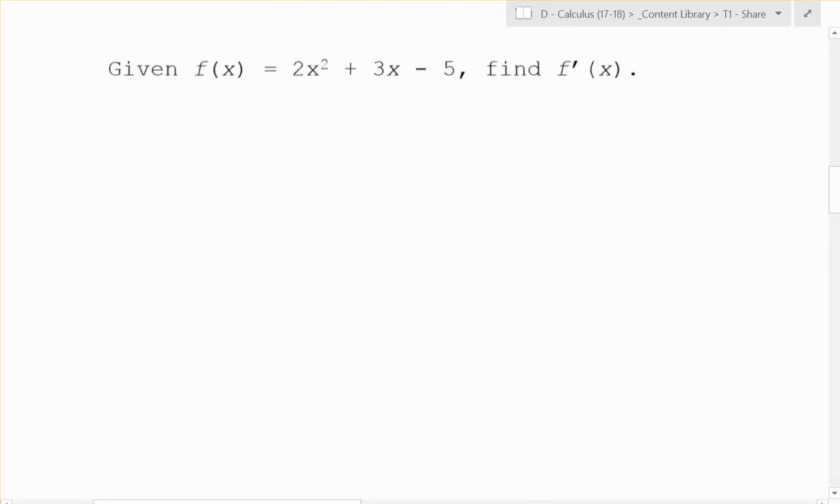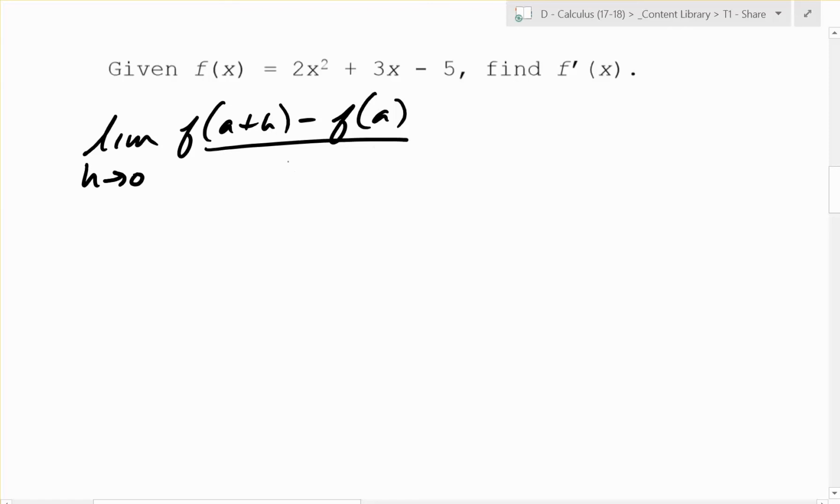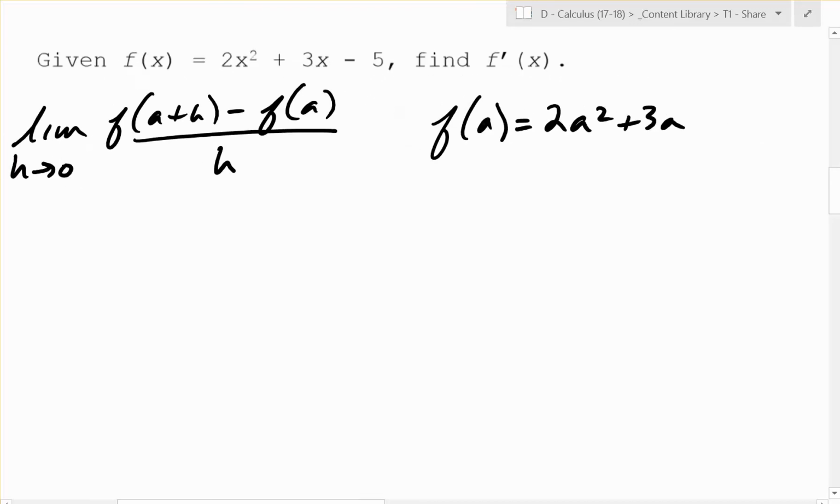So let's do one that's similar, but a little bit more involved. Again, you start by writing the same thing down. The limit as h goes to 0 of f of a plus h minus f of a all over h. You need to find out what f of a is. Well, that's plugging a into the original equation, so that's going to be 2a squared plus 3a minus 5. So we found f of a.